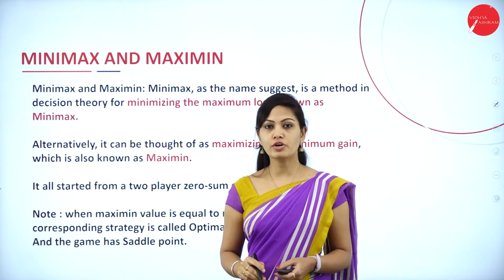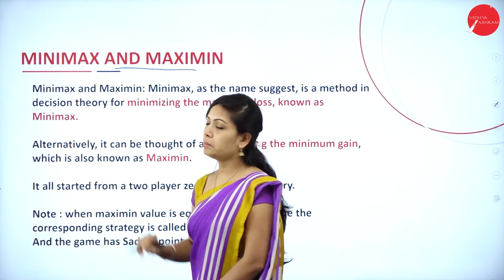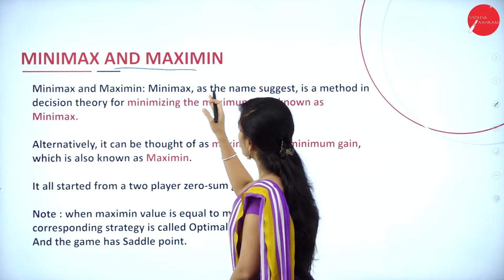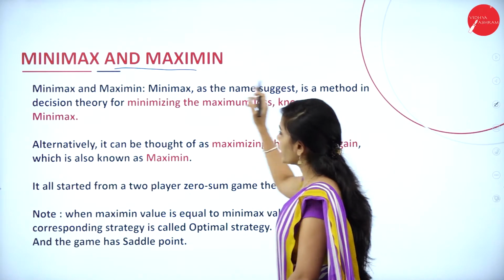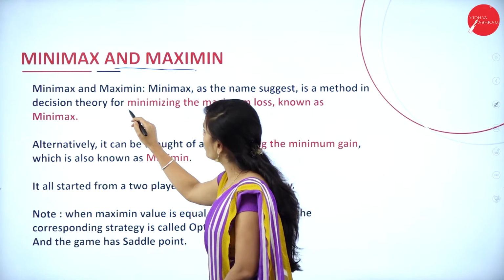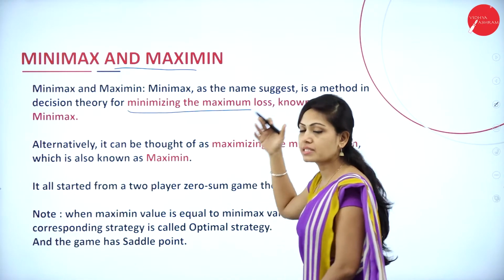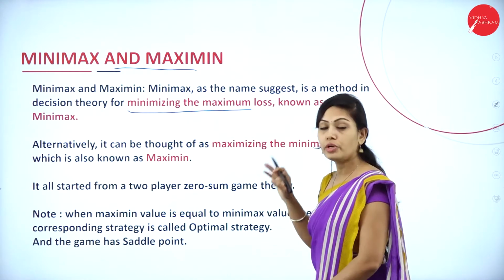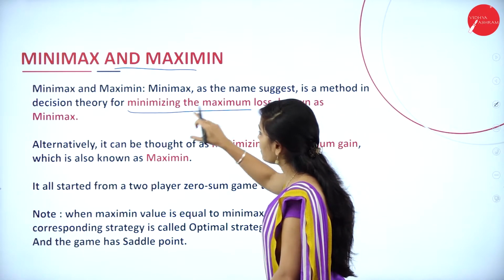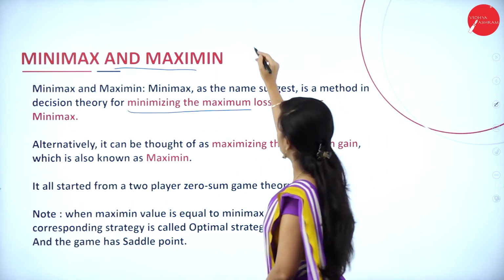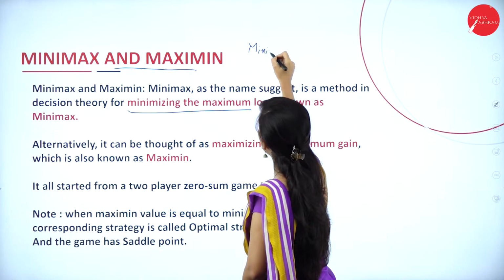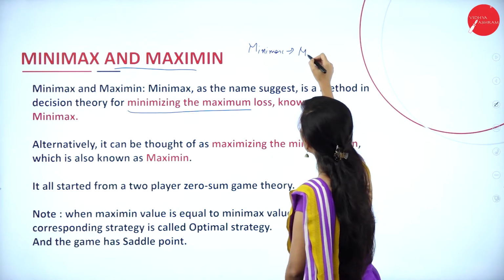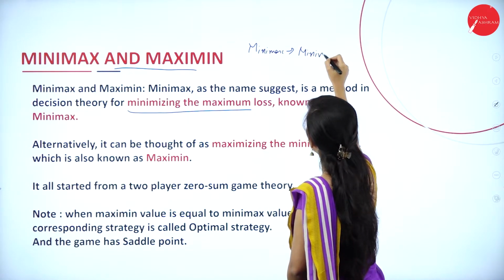The next important concept is minimax and maximin. What is this minimax and maximin? Minimax, as the name suggests, is a method in decision theory for minimizing the maximum loss. So in minimax concept we are minimizing the maximum loss.